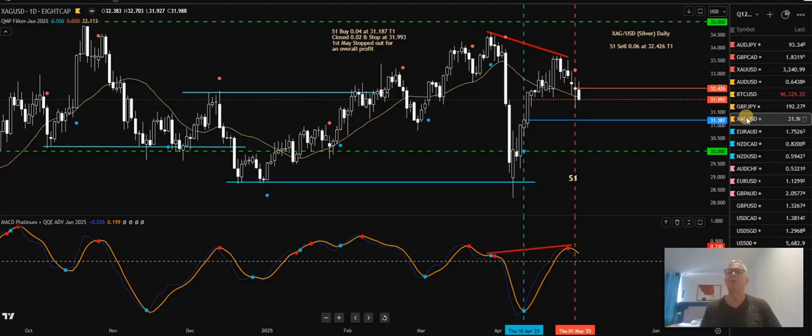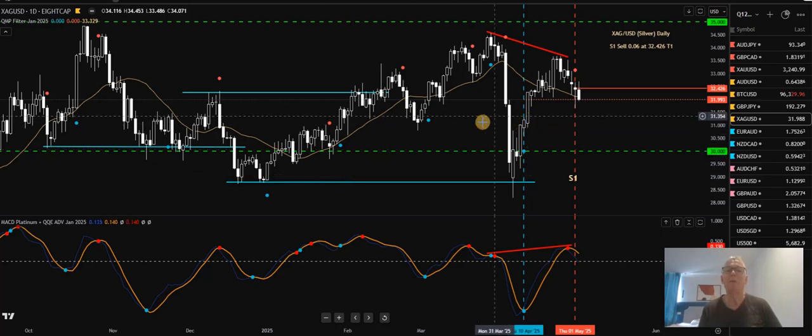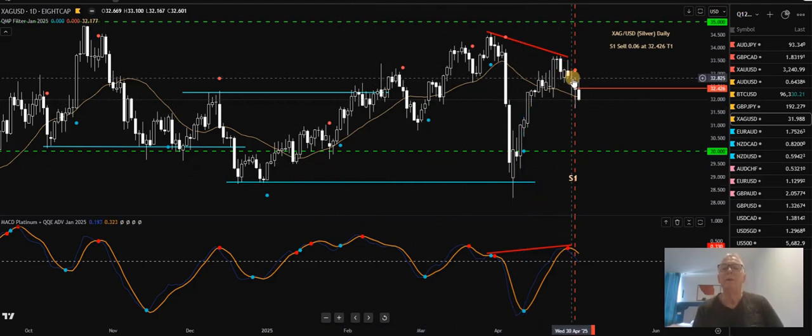Right, silver, XAG USD. There is a trade that was stopped out. So this buy trade from the 11th of April, that's finished. We'll delete that. So it's this one here. Stopped out for profit, so we didn't lose on that. As you can see, it stops well above it. And then we took a sell in here, MACD platinum above the zero level. Hidden bearish divergence, which I like.